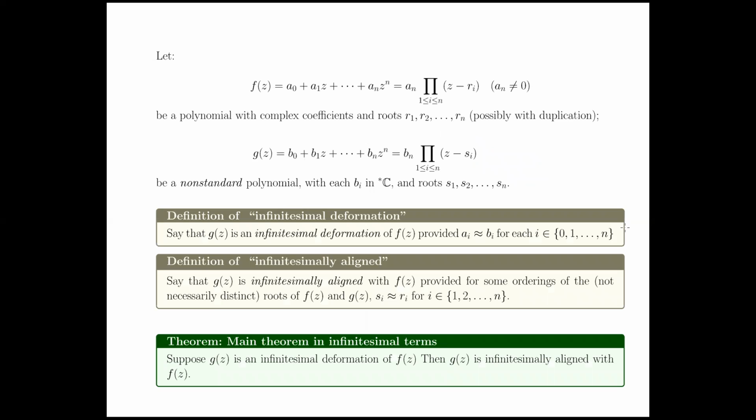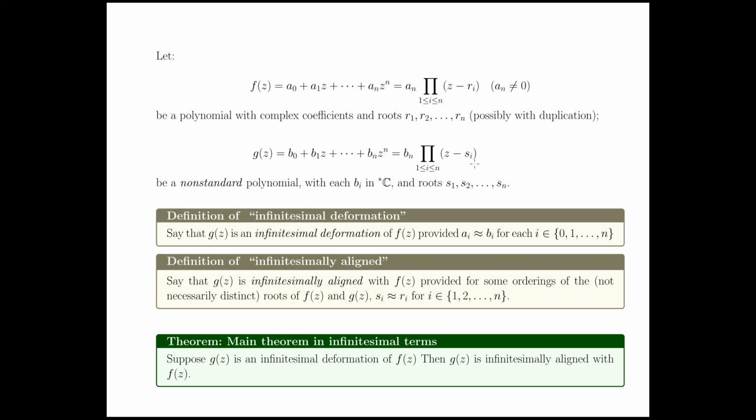Okay, so let's get back to talking about polynomials. Let's suppose F is always going to denote a polynomial with complex coefficients, so a standard polynomial. When I write this out like this, I'm going to assume that a_n is non-zero, and the r_i's are the roots, possibly with duplication. And typically when I write G, the way I've got it here, b_0 plus b_1 z, et cetera, up to b_n z to the n, I'm going to think of it as a non-standard polynomial where the b_i's are in star C. Of course, they could be in C, since C is a subfield of star C. And the roots are s_1 through s_n, which I'm going to assume are in star C as well.